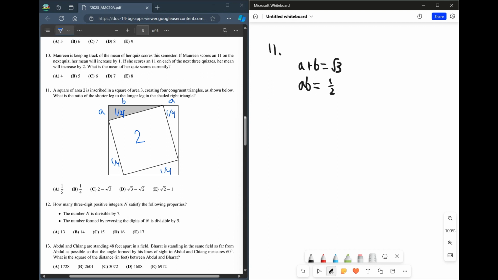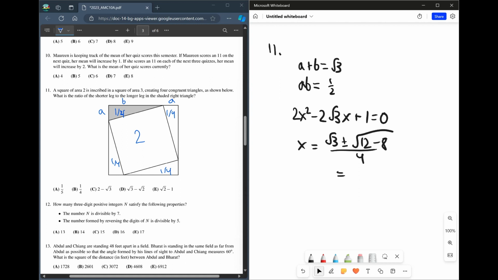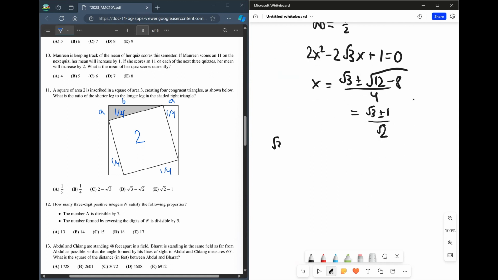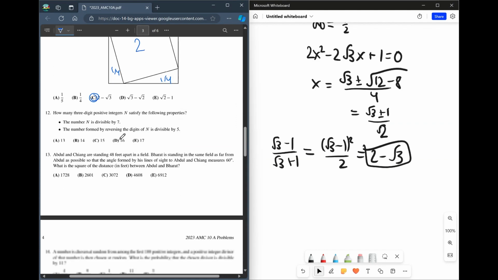Therefore, A and B are roots of the quadratic polynomial 2x squared minus 2 root 3 x plus 1 equals 0. Solving, we get x is root 3 plus or minus the square root of 12 minus 8 over 4, which ends up being root 3 plus or minus 1 over 2. And therefore, our answer becomes root 3 minus 1 over root 3 plus 1, the ratio of the shorter leg to the longer leg. Simplifying radicals, we end up getting root 3 minus 1 squared over 2, which is 2 minus root 3. Answer C.